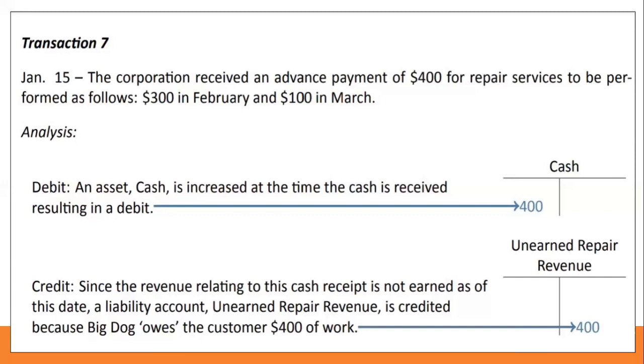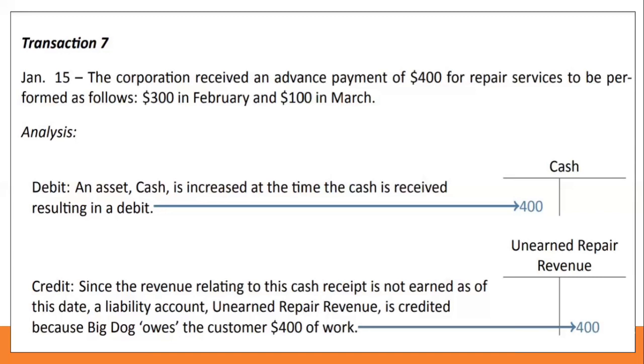On the other hand, since the revenue relating to this cash receipt is not earned as of this date, a liability account, unearned repair revenue, is credited because Big Dog owes the customers $4,000 of work. Technically speaking, we have not started the repair services as of yet, so we still owe it to our customer. That is why we recorded that one on the credit side.